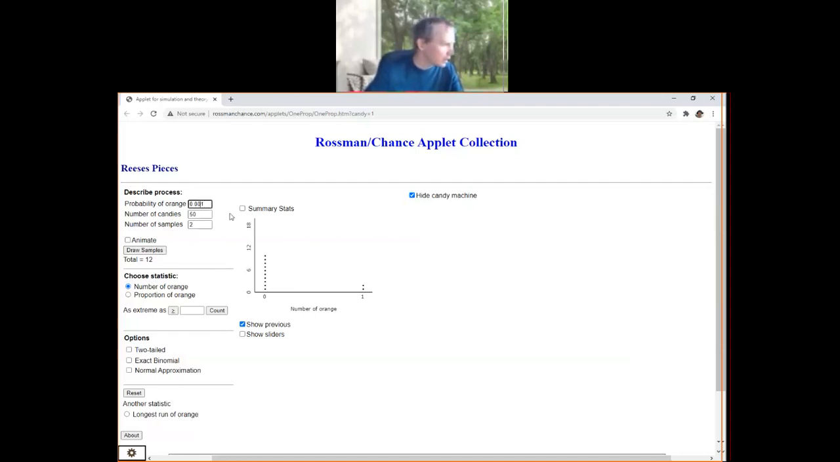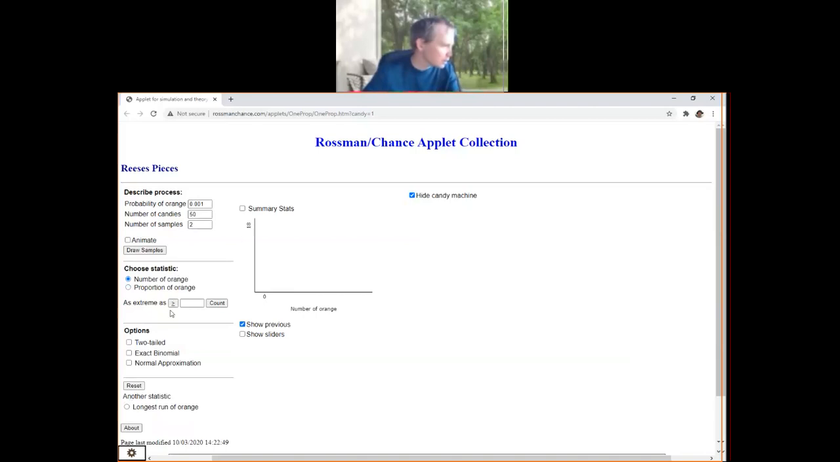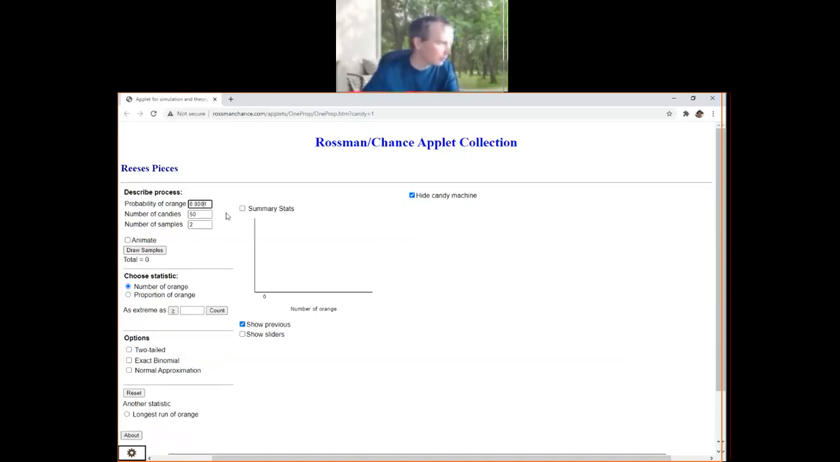Okay. And let's reset this. Let's make the probability even smaller. So here, now, I'm always just getting 0. I'm never finding an orange Reese's. Okay, when I take a sample size of 50, that's just not enough. The probability of getting an orange Reese's is really small. So I can't really tell if there even are any orange Reese's.